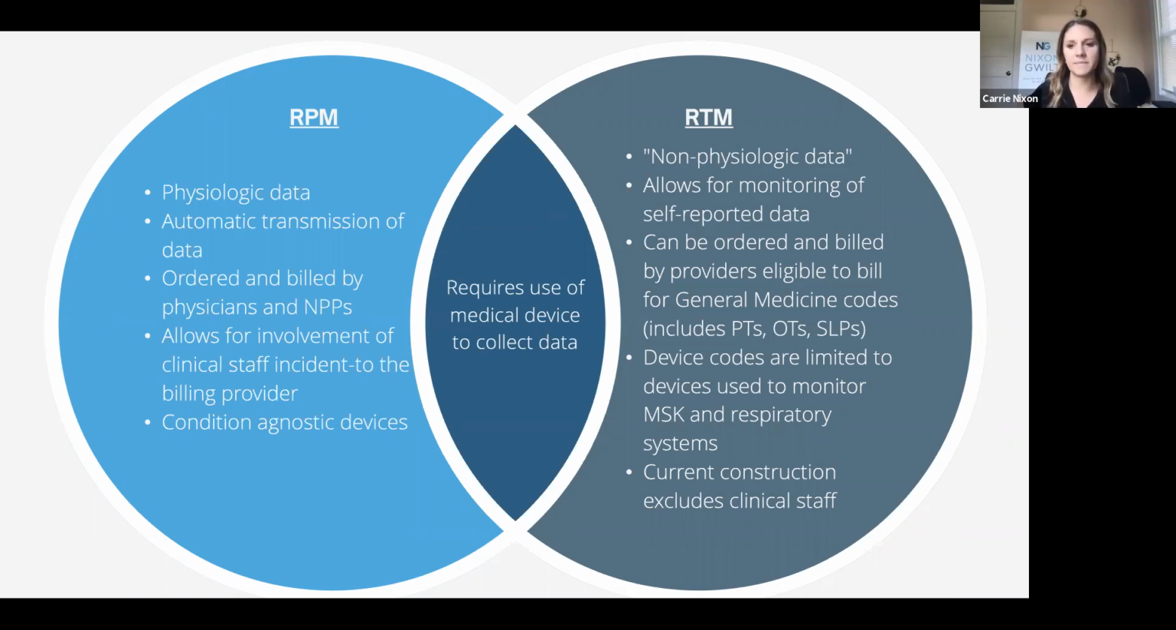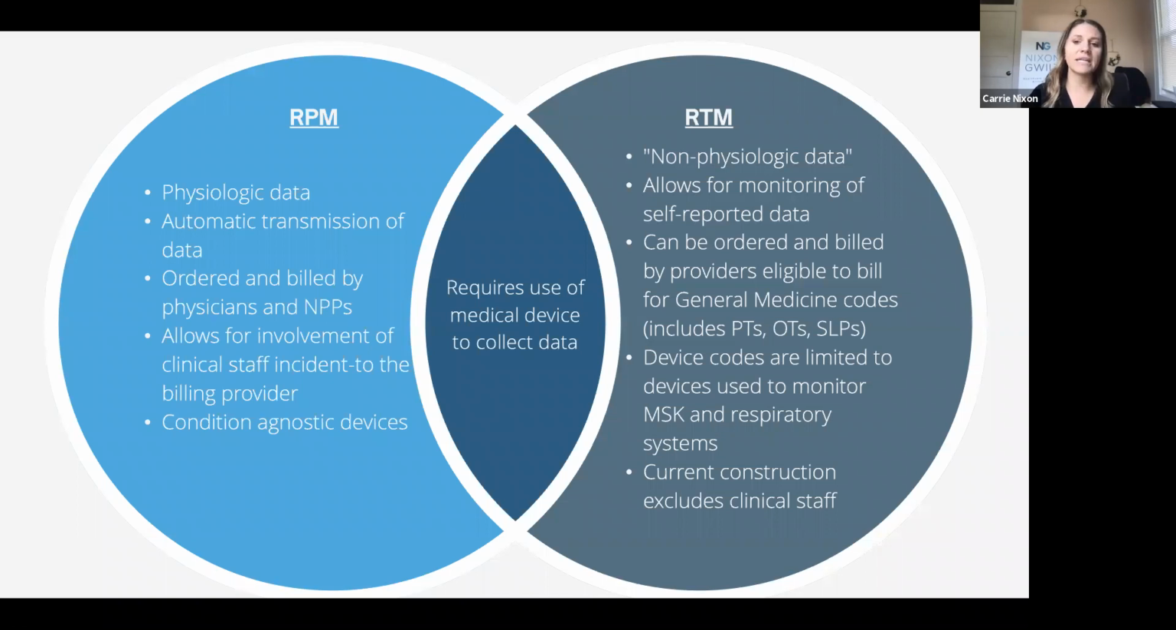So that's a really exciting expansion as well, where I think RPM has really excluded some valuable use cases. Hopefully these RTM codes will take care of some of that and expand some of those limitations. As we just discussed a moment ago, the device codes under RTM are limited right now to monitoring MSK and respiratory systems. So things like CPAP machines or devices that monitor range of motion, maybe in the knee after surgery, or other types of devices that monitor musculoskeletal systems or respiratory systems. Those are the only two types of devices that right now would be reimbursed under RTM.